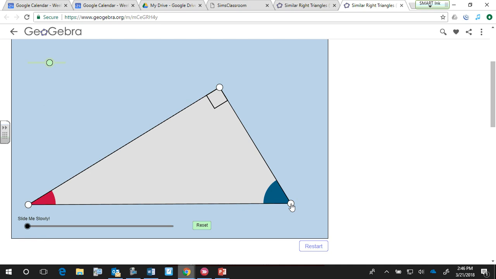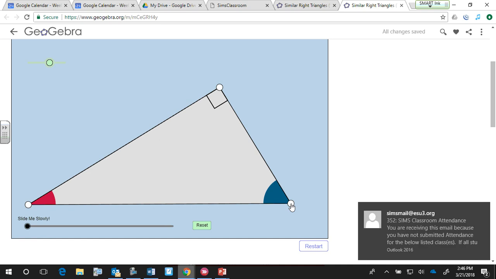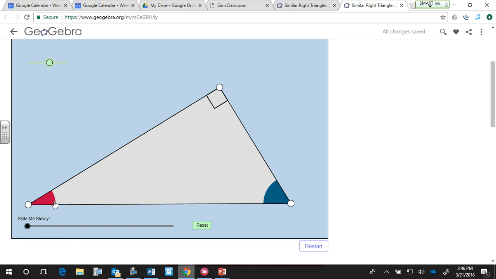Okay, so we have a right triangle. This right triangle has 2 angles, a red angle and a blue angle. Watch what happens when I do this. It's a perpendicular. That's an altitude. Very good. We dropped an altitude to the hypotenuse. From the right angle to the hypotenuse is our altitude. And what did it make? Another right triangle. In fact, 2 right triangles.